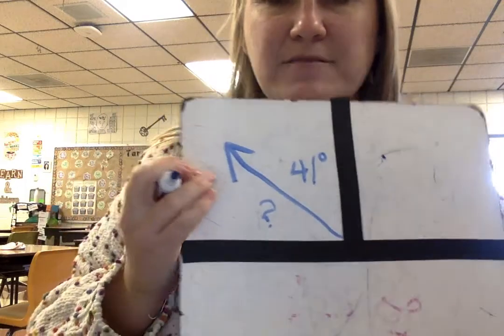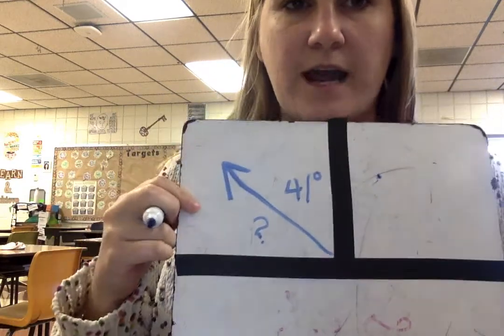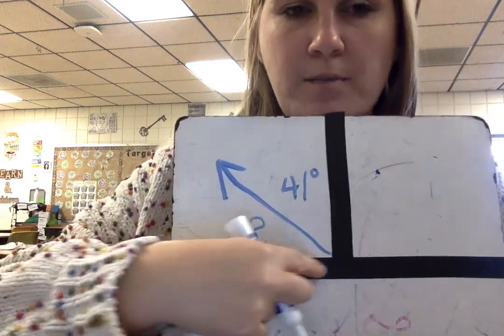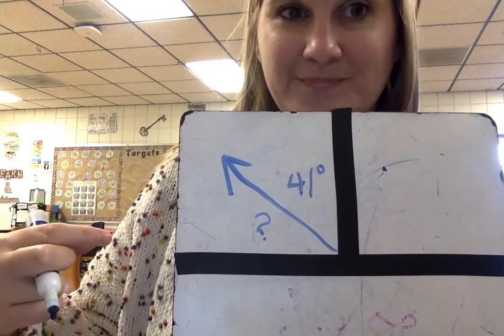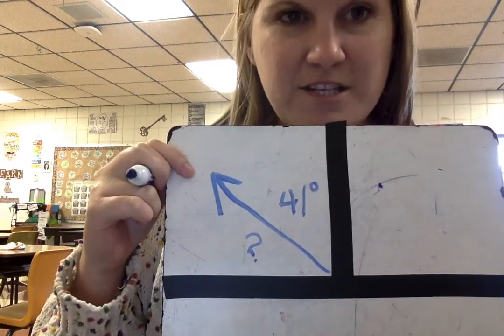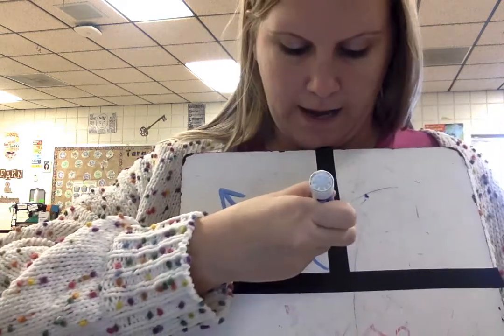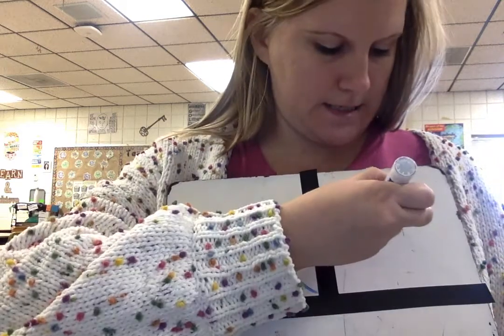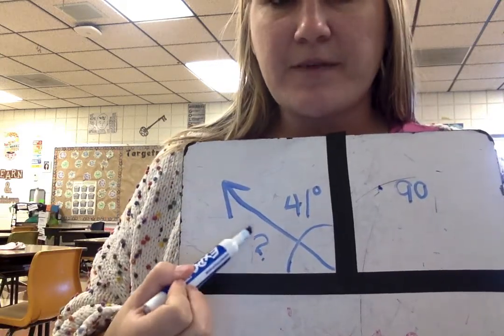So you kind of have to have a little bit of background knowledge here. This is called a complementary angle because it's made from a right angle. So think about, what do you know about right angles? They actually are going to measure 90 degrees. So I know that this whole angle is going to have to add up to 90, and I'm trying to figure out this missing piece.